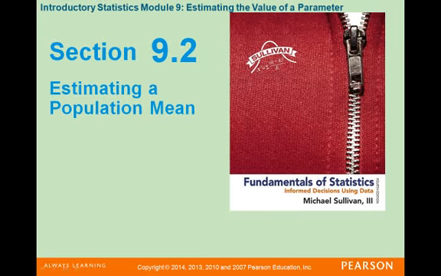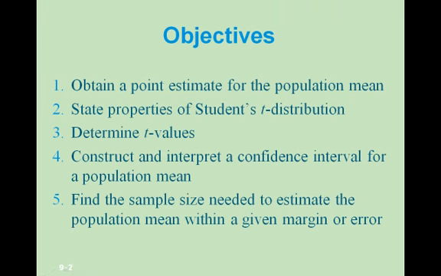Section 9.2, Estimating a Population Mean. We will look at these 5 objectives in this section.